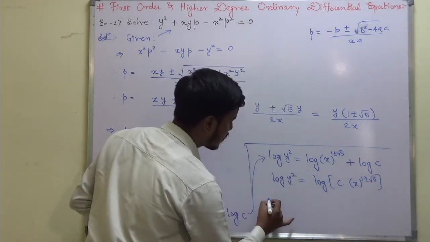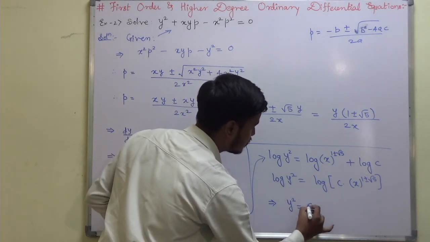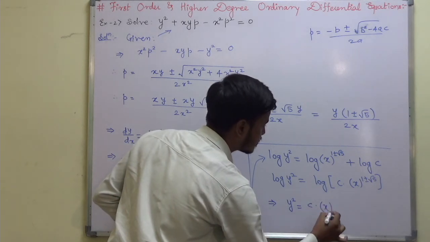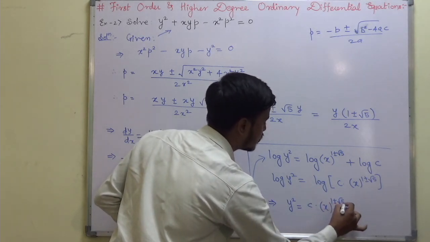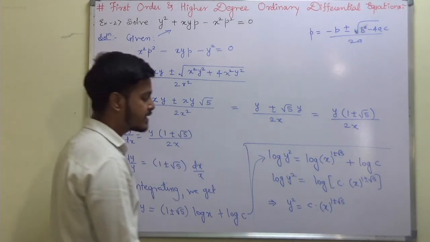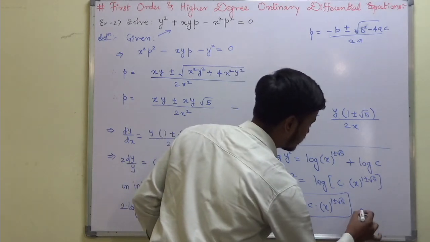Okay, remove log from both sides. You will get y square is equal to c into x power 1 plus minus root 5. Okay, y square is equal to this, and this is the required answer that we want for the given problem.